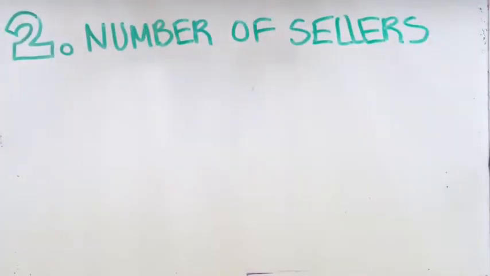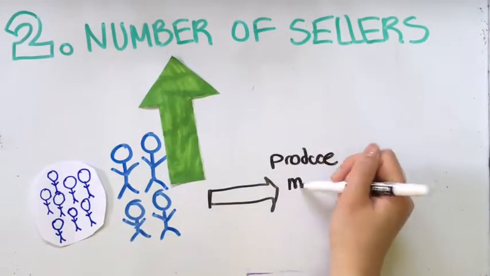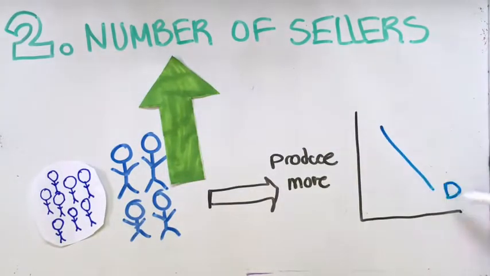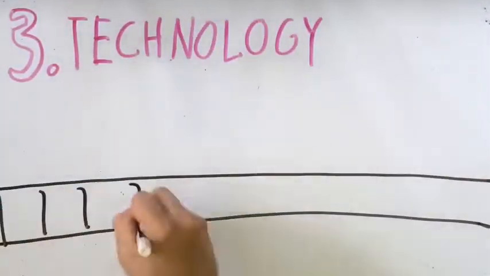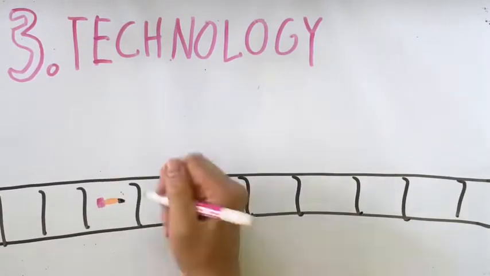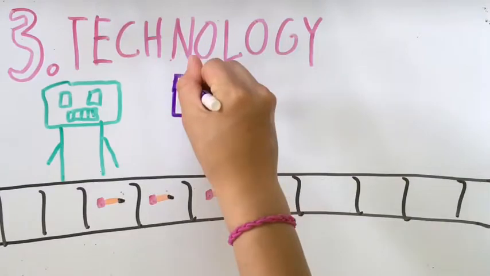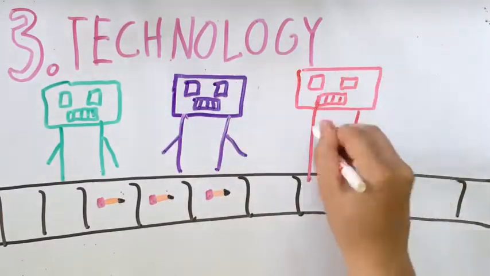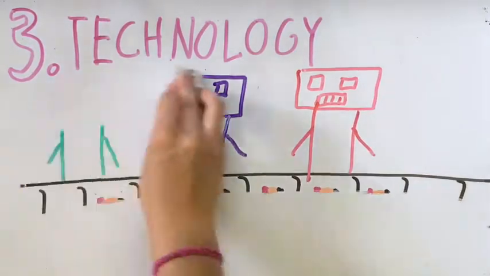Additionally, the next one is a no-brainer. If the number of sellers increase, the producers will be able to produce more, and the supply would increase. The next supply shifter is technology. For example, if there was an increase in efficiency of machines in a factory making pencils, that business can produce more pencils in a shorter amount of time, which increases their supply.